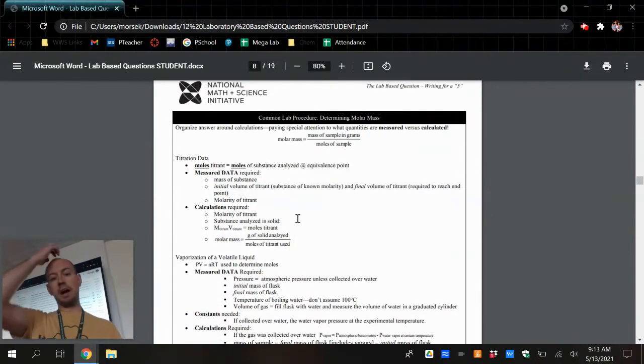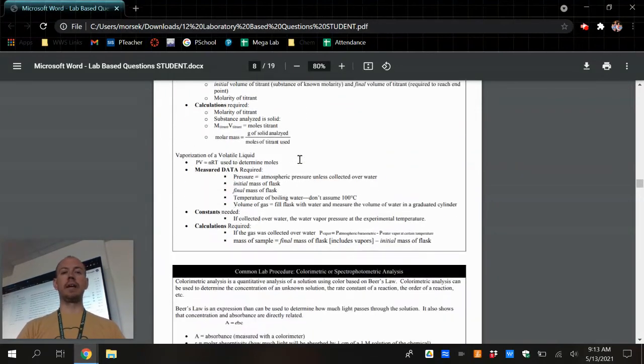Determining molar mass can come all sorts of different ways. It could be from a titration, but what we're trying to do is find the moles of our sample and then obviously our mass in grams. So we could think about this in any other ways. So remember, we are calculating this. So what are we measuring and what are we calculating?